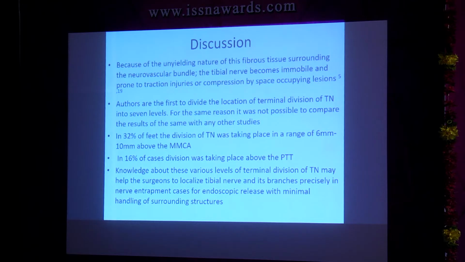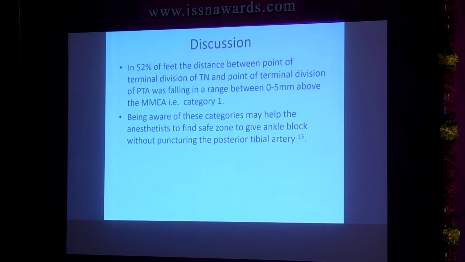Next slide. In 52% of feet, the distance between the division of the nerve and the artery was between 0 to 5 millimeter above the axis. Being aware of these categories may help the anesthetist to find a safe zone to give an ankle block without puncturing the posterior tibial artery.